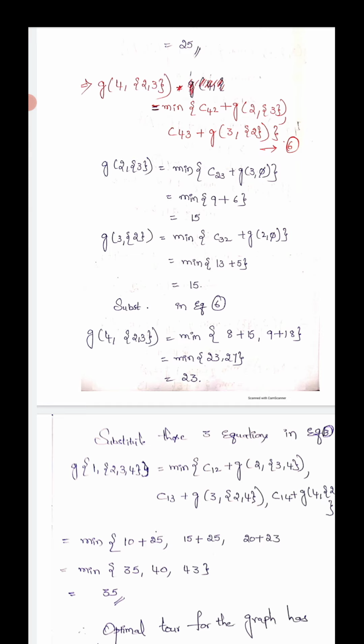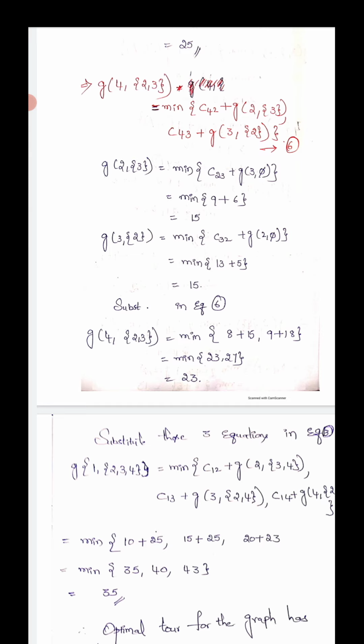G of 4 comma 2 comma 3 will be assigned to minimum of c suffix 4 comma 2, in the sense fourth row, second column, which is 8 plus g of 2 comma 3. How much value can you get? 15. Then 15 plus... c suffix 4 3, in the sense of fourth row, third column, you get 9 plus g of 3 comma 2. How much value can you get? 18. I made a mistake, it was 15.